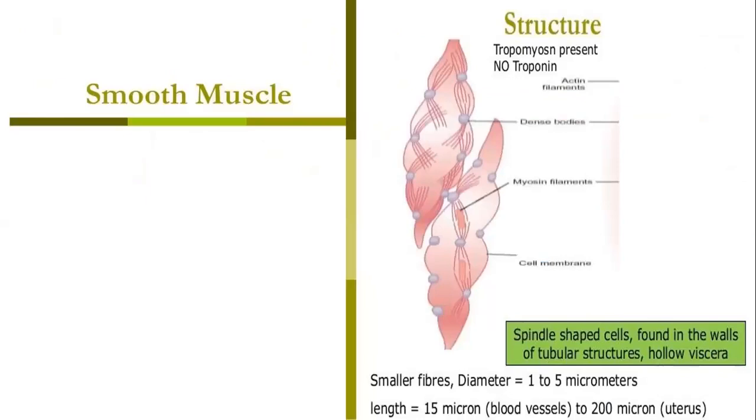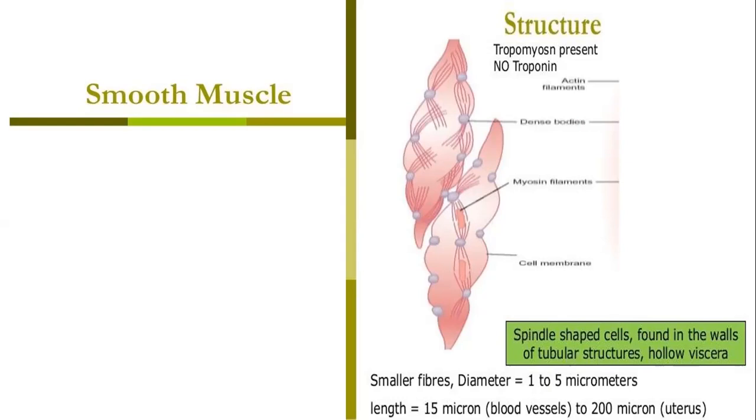Instead of Z lines, there are dense bodies in the cytoplasm and attached to the cell membrane. And these are bound by alpha actinin to actin filaments. Smooth muscles also contain tropomyosin, but troponin appears to be absent in the smooth muscles. The isoforms of actin and myosin differ from those of the skeletal muscle.